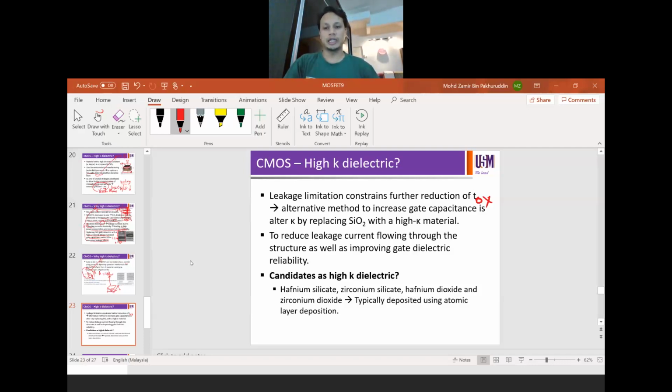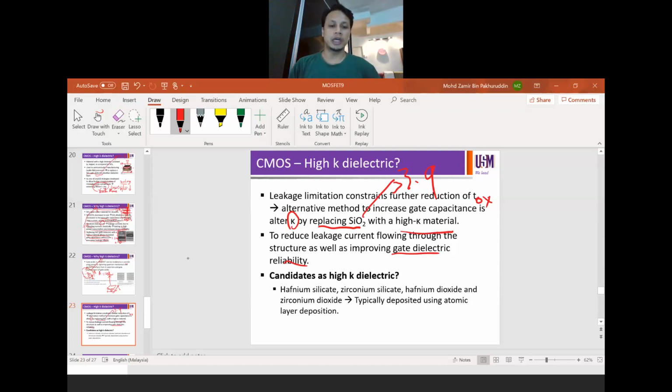Alternative method to increase gate capacitance is alter K value by replacing SiO2 with a high K dielectric material. K of SiO2 is 3.9. So maksudnya if you want to go for high K, you have to go for higher than 3.9 to be able to increase gate capacitance. Alright. To reduce leakage current flowing through the structure as well as improving gate dielectric reliability. So you want your on to be on and off to be off. You don't want your off to still be on due to leakage current.